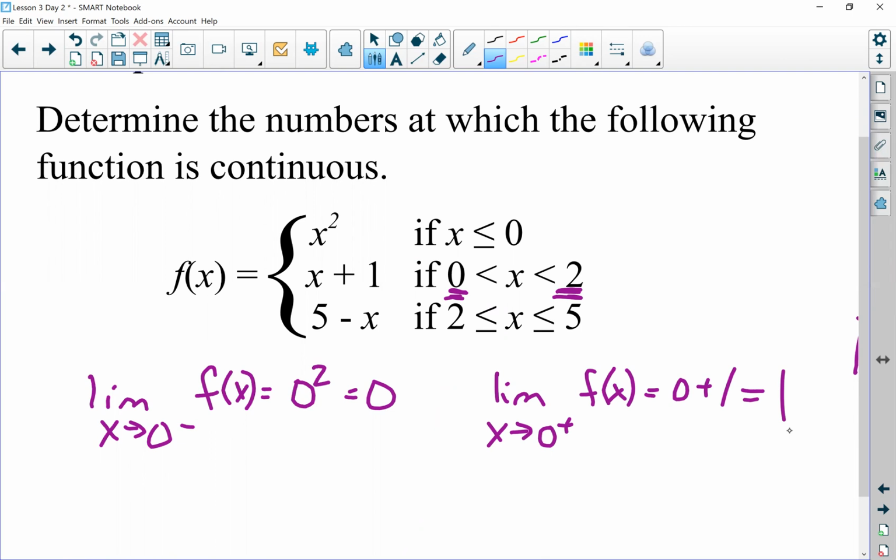And then compare our limits. Well, in this case, as I approach 0 from the left, I go to 0. As I approach 0 from the right, I go to 1. The limit does not exist, or the left and right hand limits are not the same, so it's not continuous at 0.